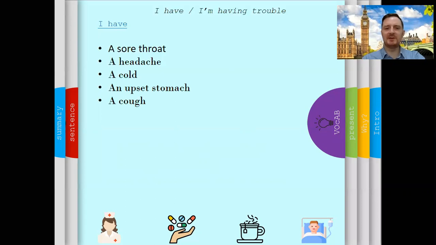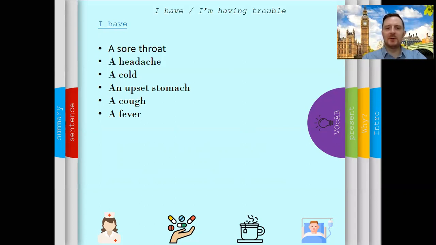Okay, the next one we have is a cough. Cough. Okay, this is of course when you have a cough. Okay, and the last one, a fever. A fever. This is when you are very, very hot. You're very hot, and maybe you feel like you're very cold.